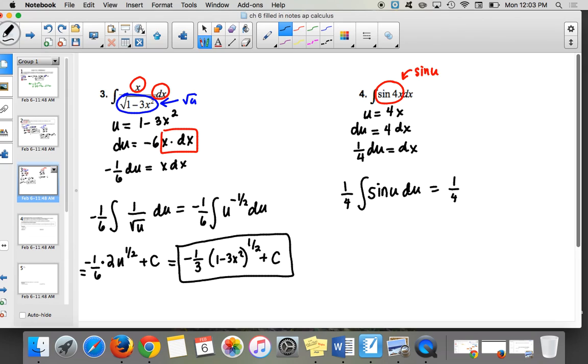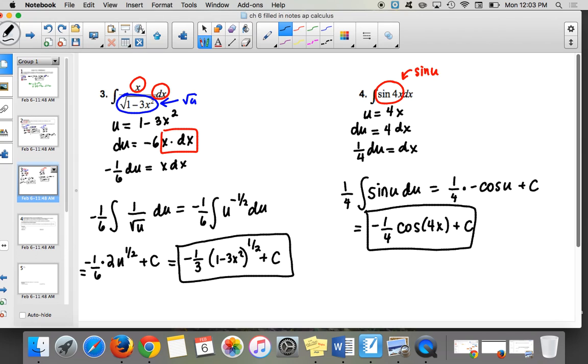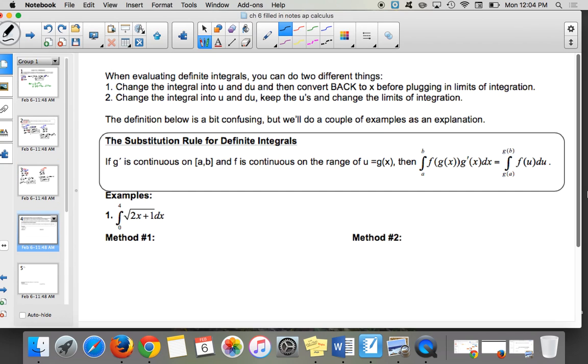So the antiderivative of sine, remember the derivative is cosine, so the antiderivative is negative cosine. So I'm going to get times negative cosine of u plus c. So I'm going to have negative 1/4 cosine of 4x plus c. And you can put the 4x in parentheses or leave it out, it doesn't matter. Good? All right.